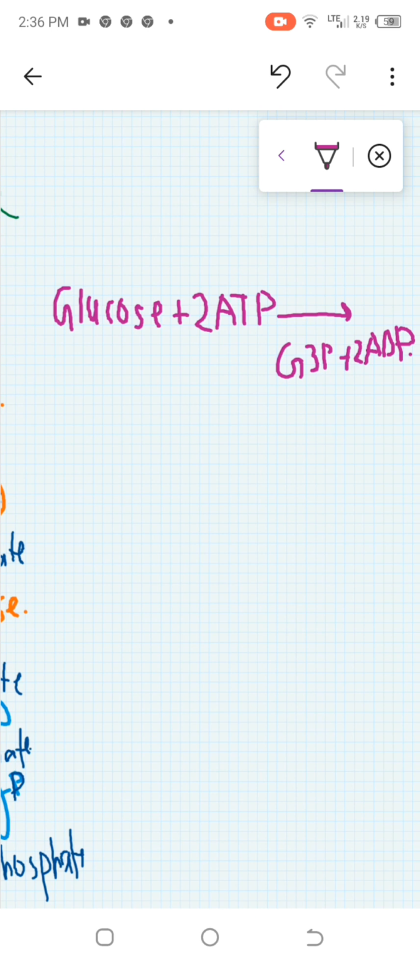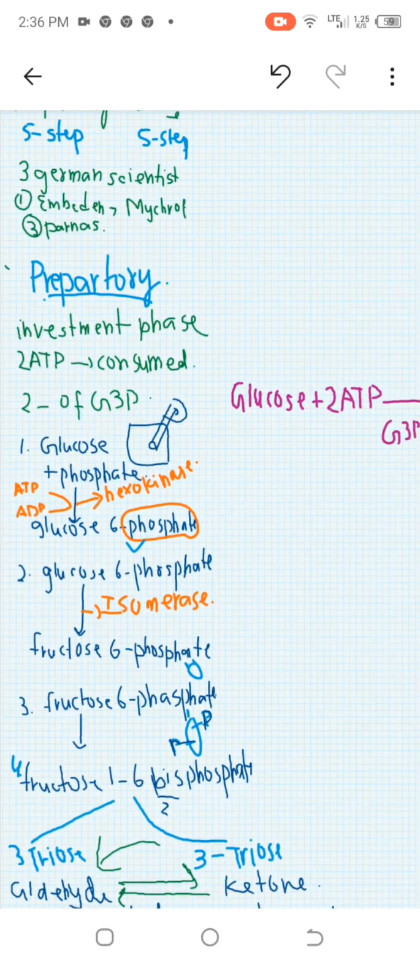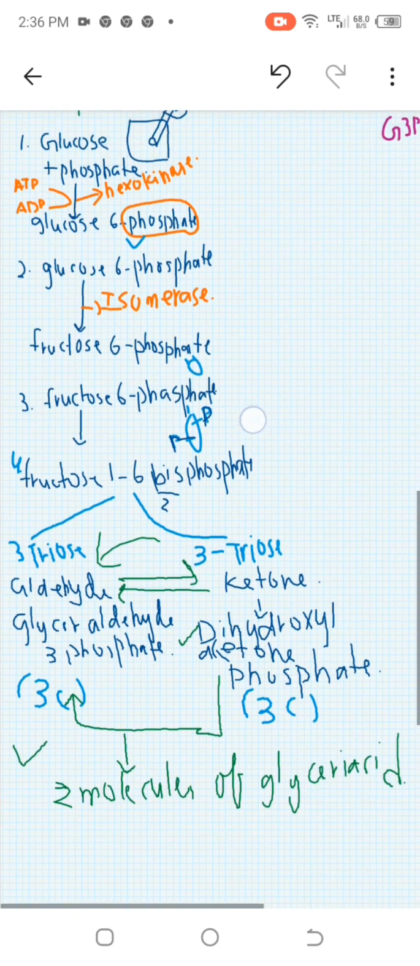So in the next video we will go further from here, counting from 2 molecules of glyceraldehyde.